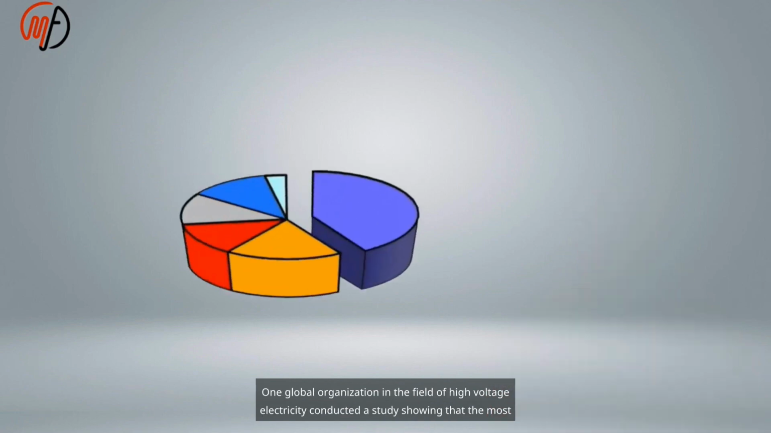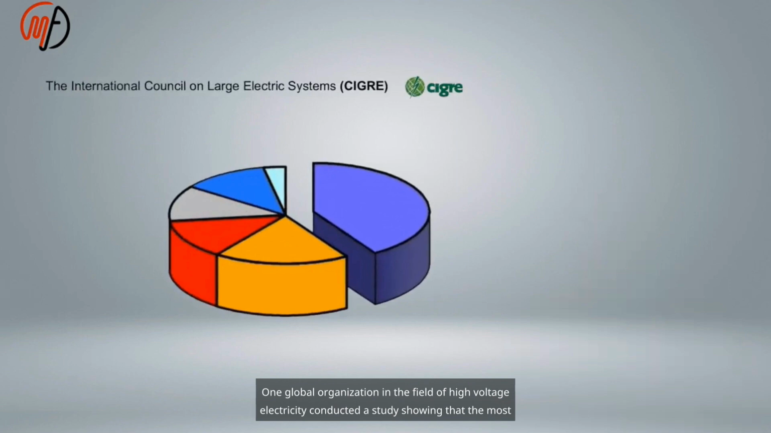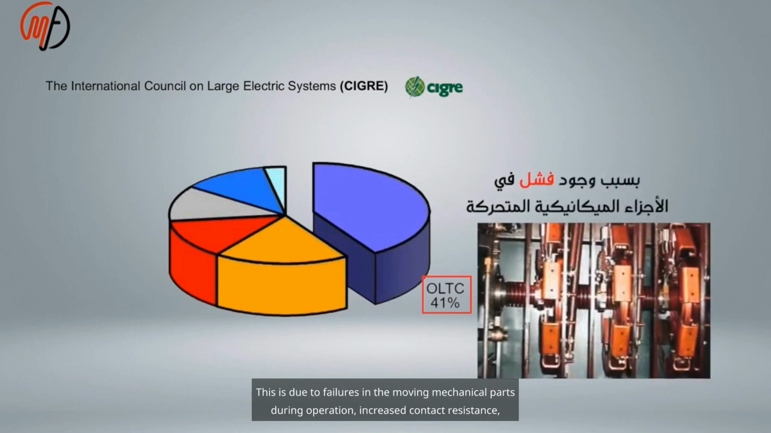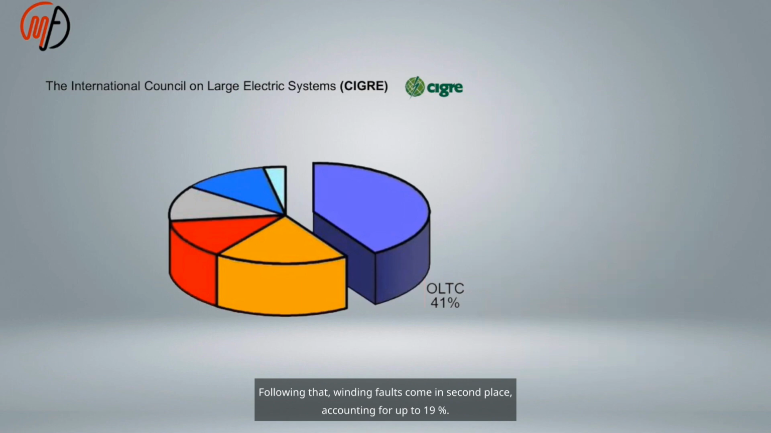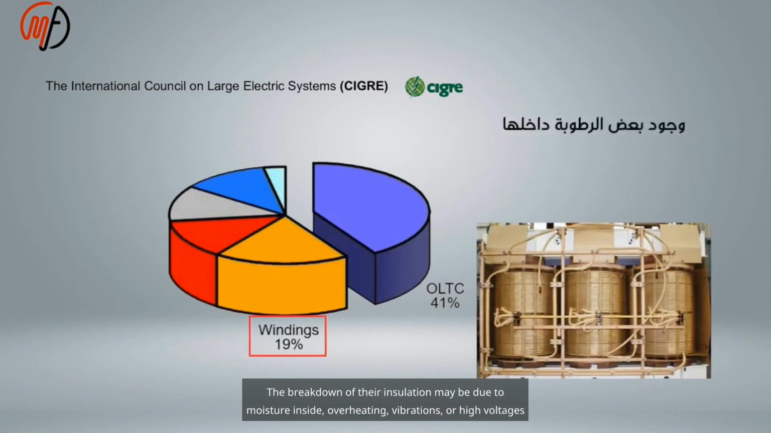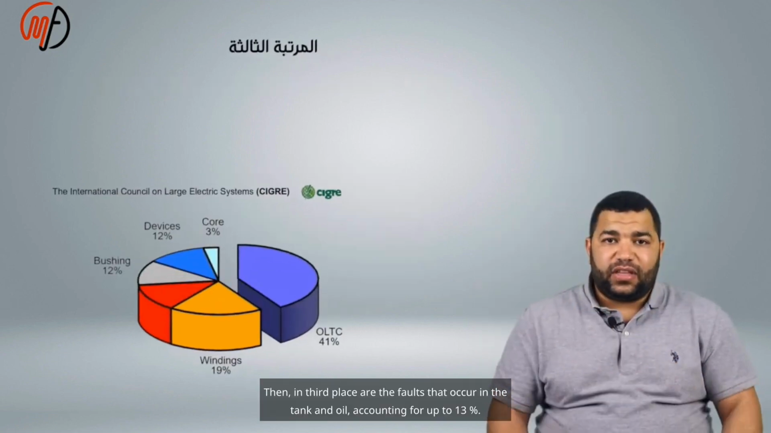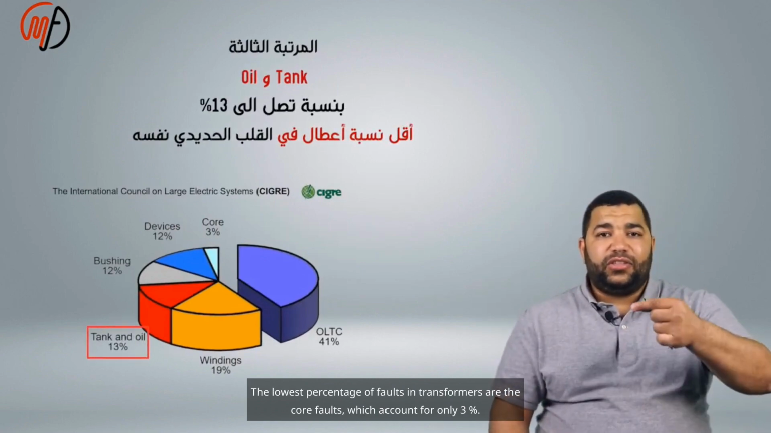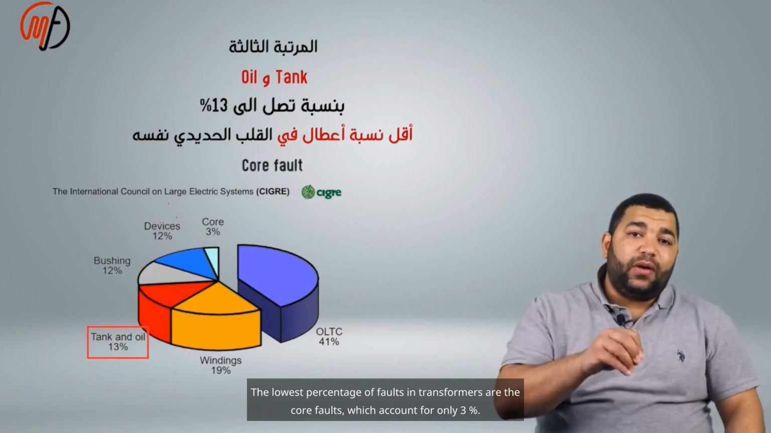One global organization in the field of high-voltage electricity conducted a study showing that the most common faults in transformers occur in the on-load tap changer, accounting for up to 41%. This is due to failures in the moving mechanical parts during operation, increased contact resistance, contamination of the oil, or overheating limits. Following that, winding faults come in second place, accounting for up to 19%. The breakdown of their insulation may be due to moisture inside, overheating, vibrations, or high voltages acting on them. Then, in third place are the faults that occur in the tank and oil, accounting for up to 13%. The lowest percentage of faults in transformers are the core faults, which account for only 3%.